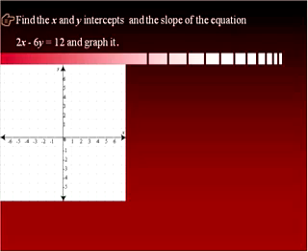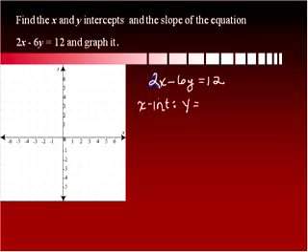Find the x and y intercepts and the slope of the equation and graph it. So we're looking at 2x minus 6y equal to 12. The first thing that we're going to focus on are the x and y intercepts. This equation is in standard form. So to graph it, it is most of the time easier to use the x and y intercepts. So to find an x-intercept, as we were saying before, when you're looking for an x-intercept, your y value is 0.